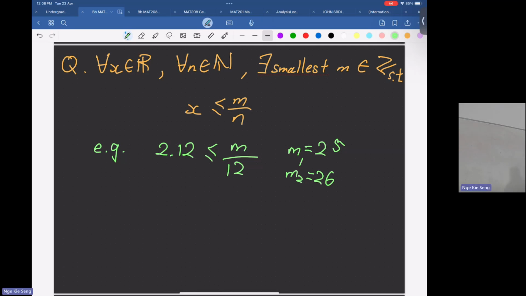Okay, so let's say I just take it to the other place, right? So instead of finding that, I find this, right? So what's this number here? What's this number? 12 times 2.12. What's this number?